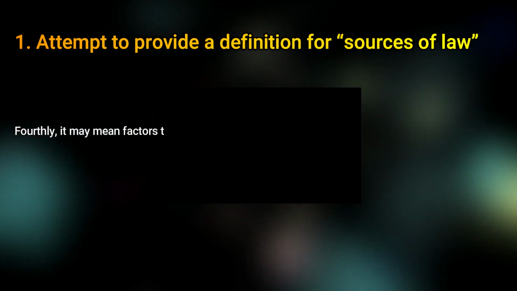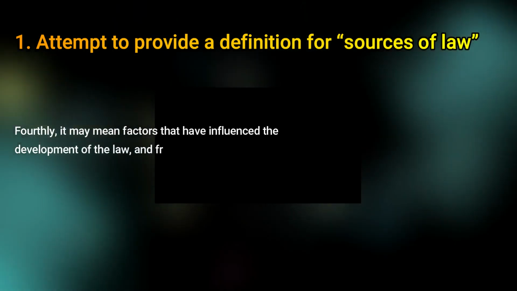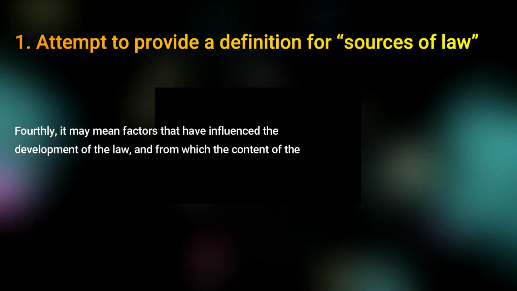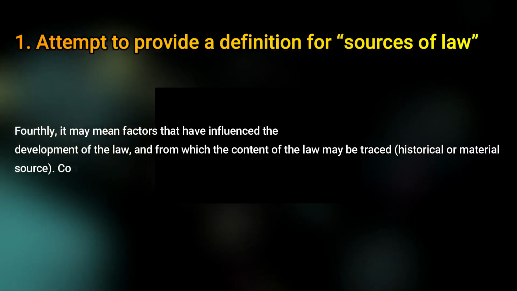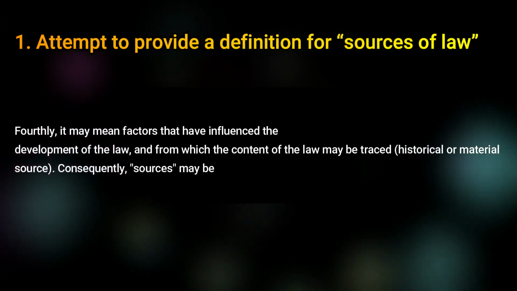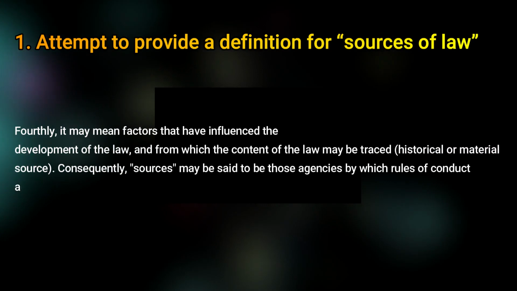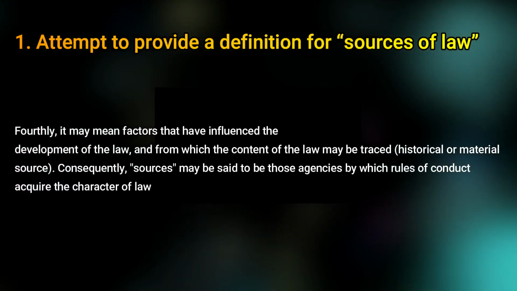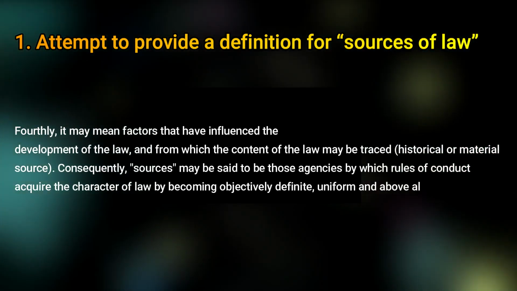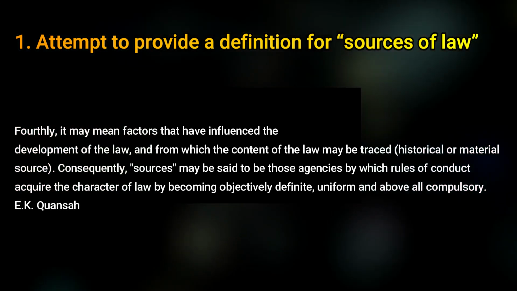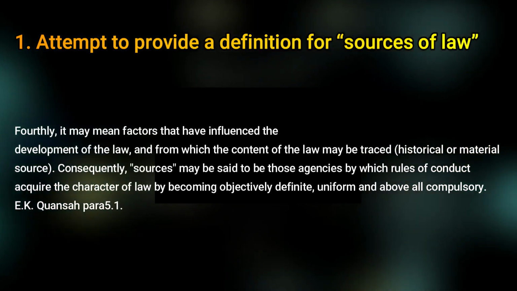Fourthly, it may mean factors that have influenced the development of the law and from which the content of the law may be traced, and this is known as historical or material source of law. Consequently, sources may be said to be those agencies by which rules of conduct acquire the character of law by becoming objectively definite, uniform, and above all, compulsory. And you can see this in Ghana Legal System by E.K. Quansah.